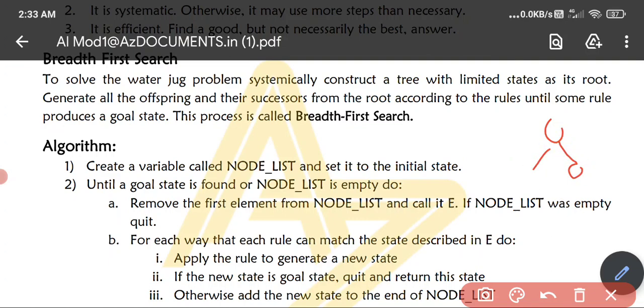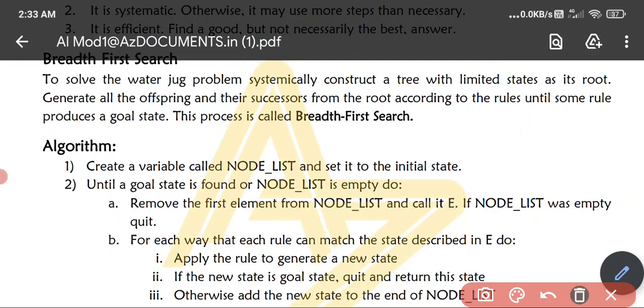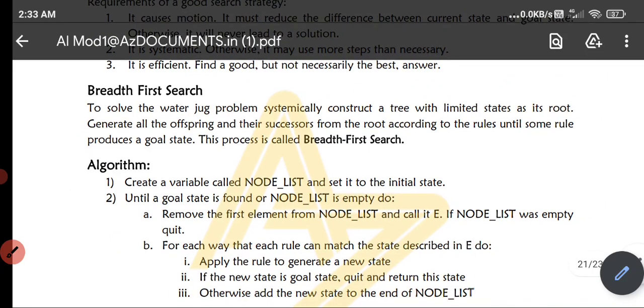When we go to depth first search, first we go to this child, and then go on to this child, and again to this one and its child node, and again this and this and this. This is how it is calculated. That is depth first search.